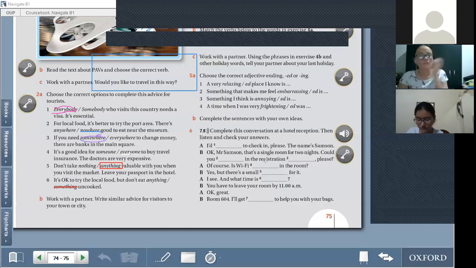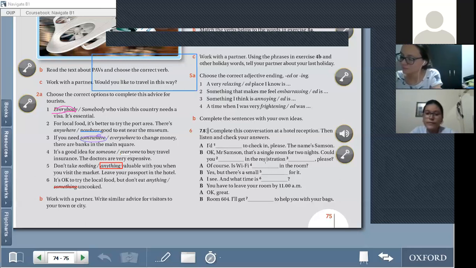What did I say when I was talking about exercise number 2? You need to use the any particle with negations and questions, right? So the answer is completely right. Anything, all right? Don't take anything with you when you visit the market. Leave your passport in the hotel.